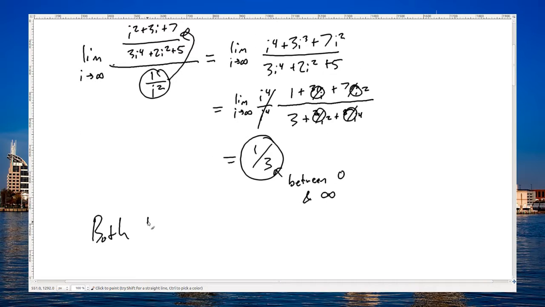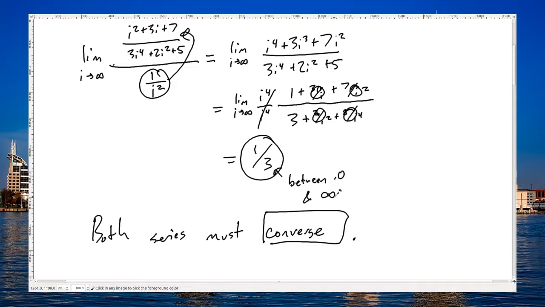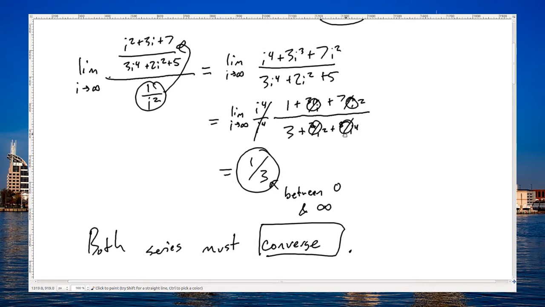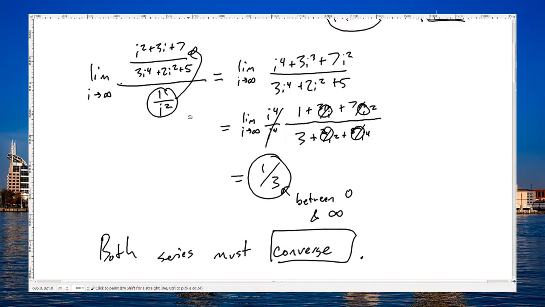Put another way, both series must converge. That's why 0 and infinity don't work, because 0 times infinity is indeterminate. You don't know without more information whether that limit would be finite or infinite. And infinity times 0 would be the same sort of situation. Both series must converge.